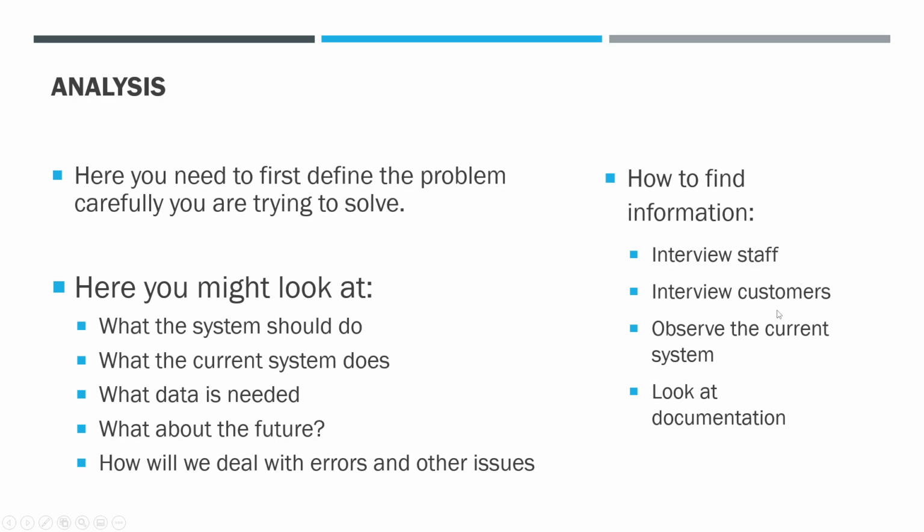And here's how you would find that information out. You could interview staff, customers, observe the current system, look at documentation and various other bits. So that's the analysis stage. You would look at the system that's there already, look to improve it. What about the future? Talk to staff, talk to customers, talk to clients, talk to everyone.